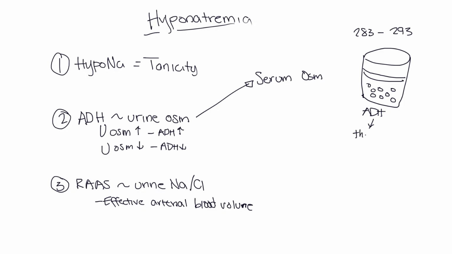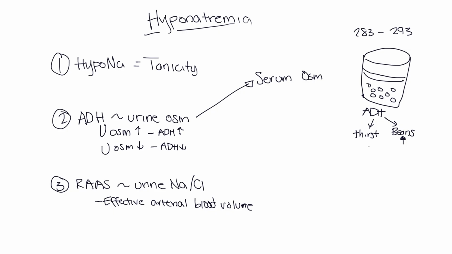One is thirst, so we start drinking more water, and 2 is the kidneys. The kidneys will then retain water and make concentrated urine. So they are making concentrated urine because they're trying to retain as much water as possible in order to dilute these osmoles back. That's the bucket analogy here.